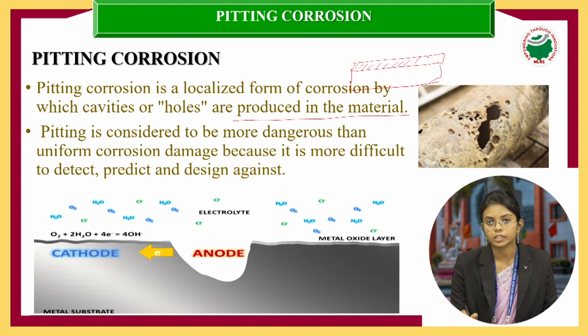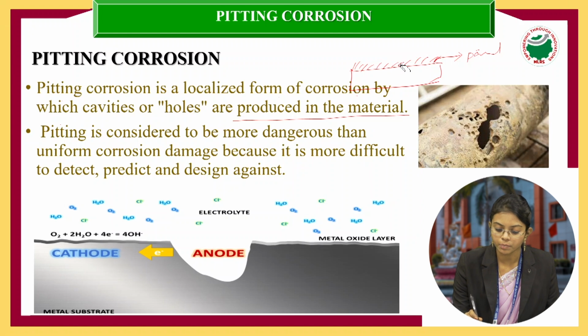This is your protective film. For example, you can take a paint. A metal is protected by a protective film, that is a paint. By some means of any hole or any damage to this protective film, you can see a rupture of this protective film.